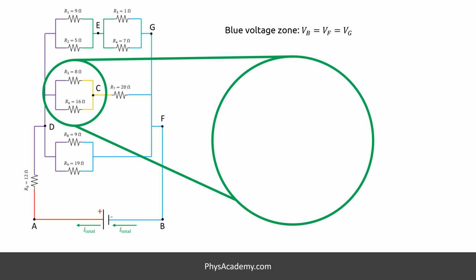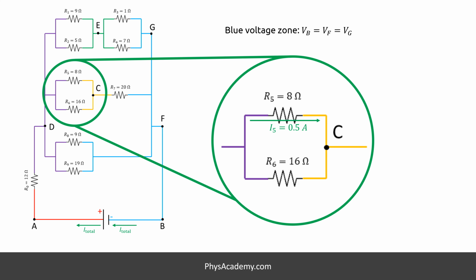Let's focus on part A. So far, we know 0.5 amperes go through our R5 with 8 ohms resistance. Using the load balancing method, if 0.5 amperes goes through 8 ohms, then 0.25 amperes should go through 16 ohms. We know the currents of these two branches merge back, so the output current of this little section of the circuit is 0.75 amperes. Now that we know the resistances and currents, we can calculate the voltage drop across these two resistors using Ohm's law.